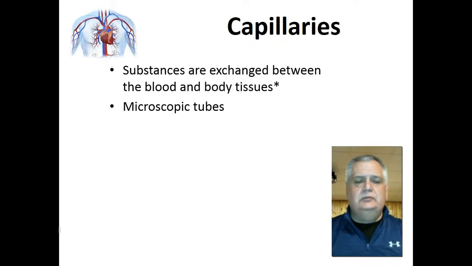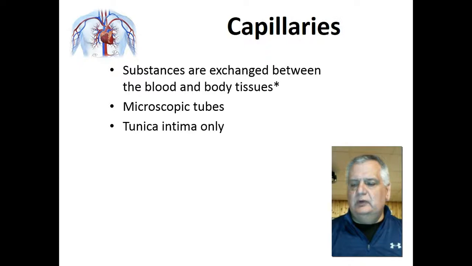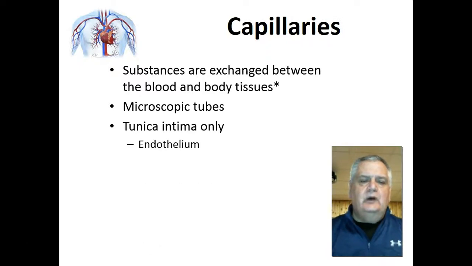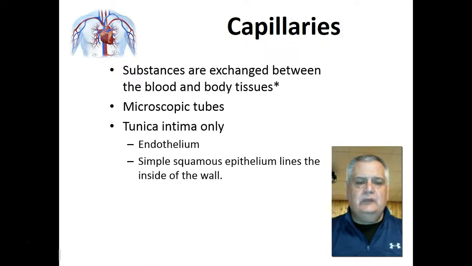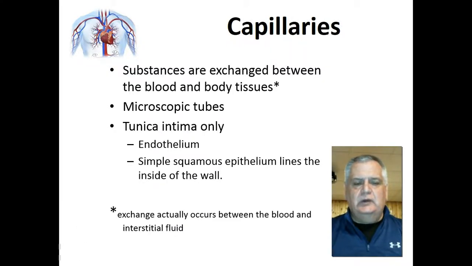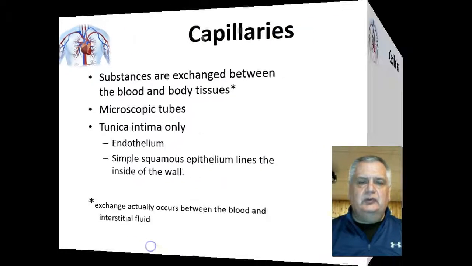Capillaries are microscopic, too small to be seen with the naked eye. We need a microscope to be able to see them. The walls of the capillaries consist of only one tunic, and that's the tunica intima. So capillaries essentially contain endothelium, and that's it. That endothelium, again, is made up of, as we saw in the previous diagram, simple squamous epithelium. And that lines the inside of the wall of the capillary. And there you have the asterisk. The exchange, remember, actually occurs between the blood and the interstitial fluid.